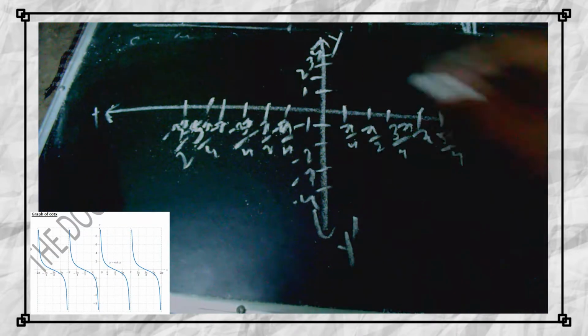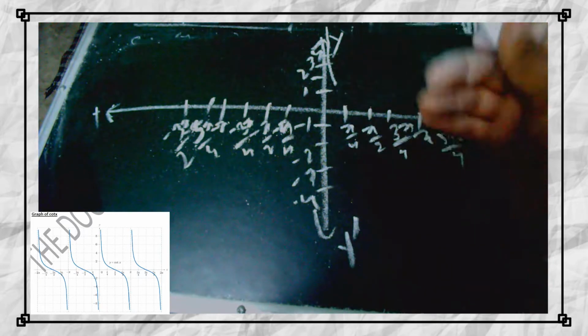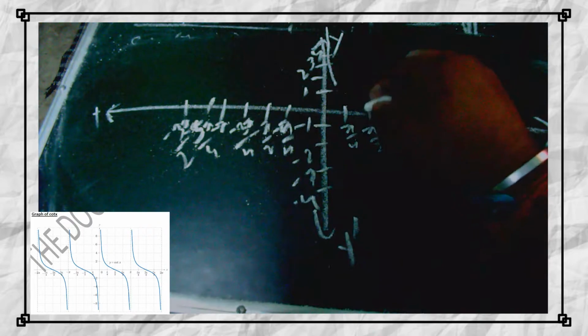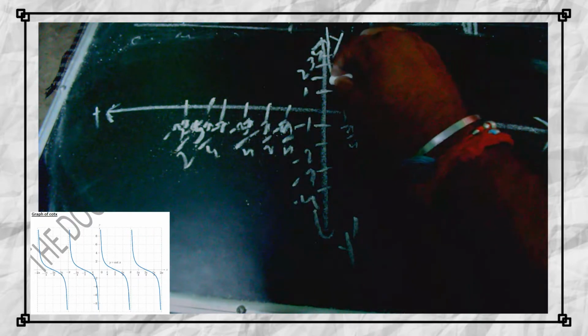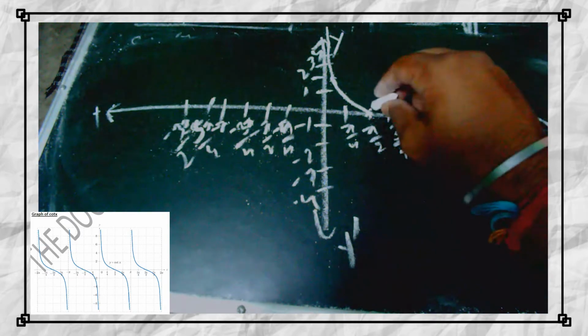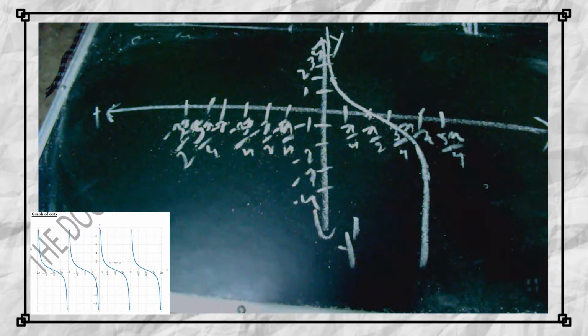Cot of 0 degree is infinity, so the line will be like here and go parallel to the y-axis. And the value of cot of pi by 2 is 0, so a point will be here and the graph will meet here. Again the value of cot of pi is infinity or undefined, so the graph will simply take a turn and move parallel to x equal to pi.